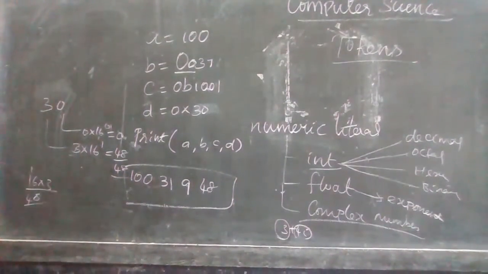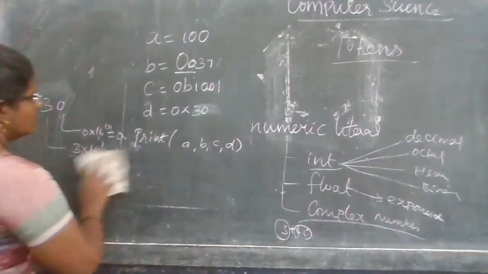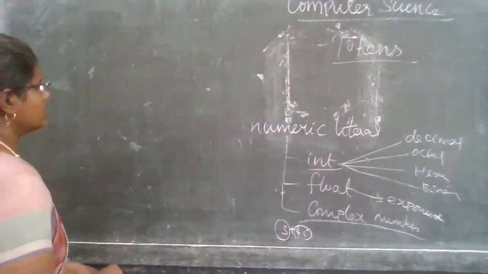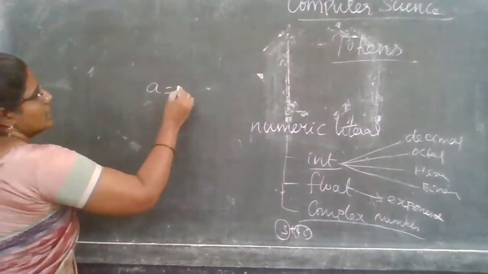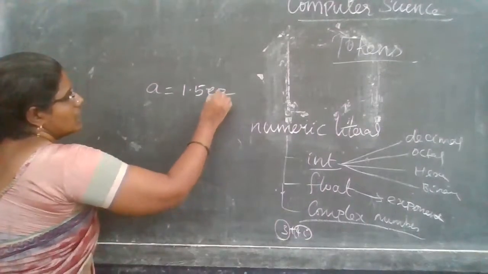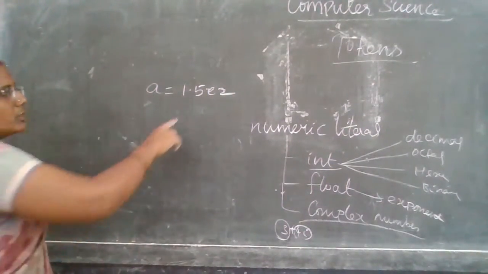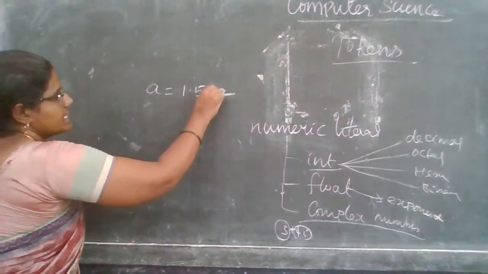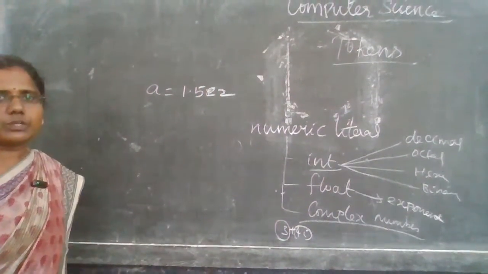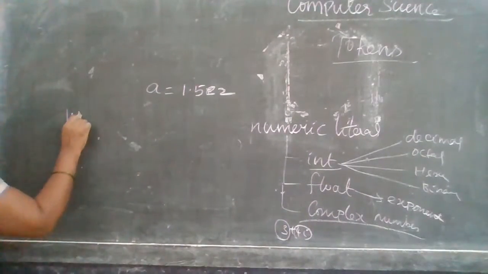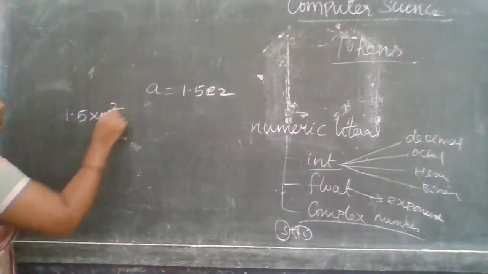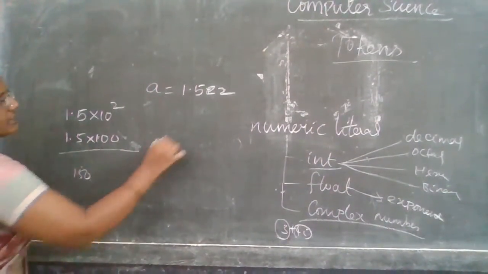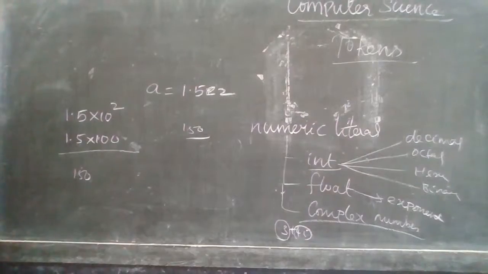Okay. Next, floating point values. You know how to represent floating point values. For example, A equal to 1.5 E2. Exponent representation, you know how to write the exponent value. If you are using A equal to 1.5 E2, the floating point number is represented by exponent notation. 1.5 E2 means 1.5 into 10 power 2. 1.5 into 100 gives the answer 150. So it will display the output 150 on the screen.